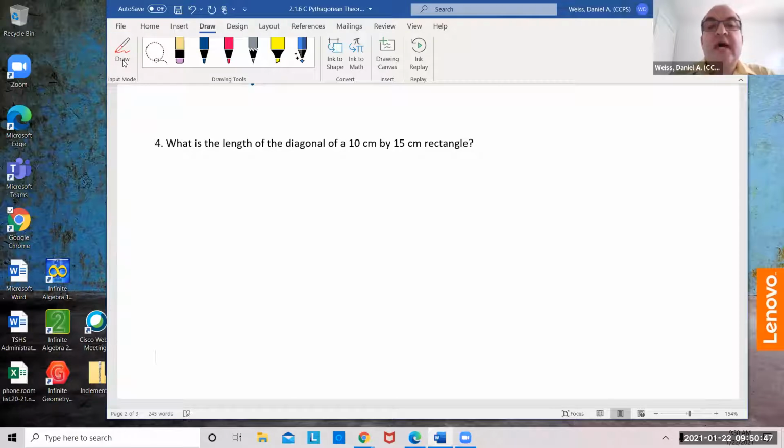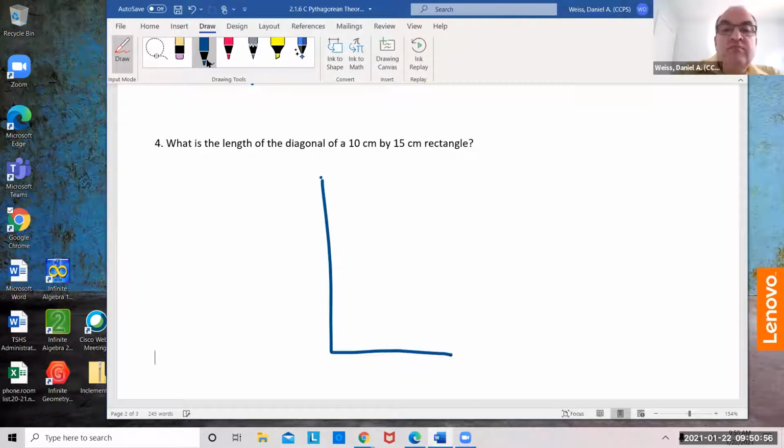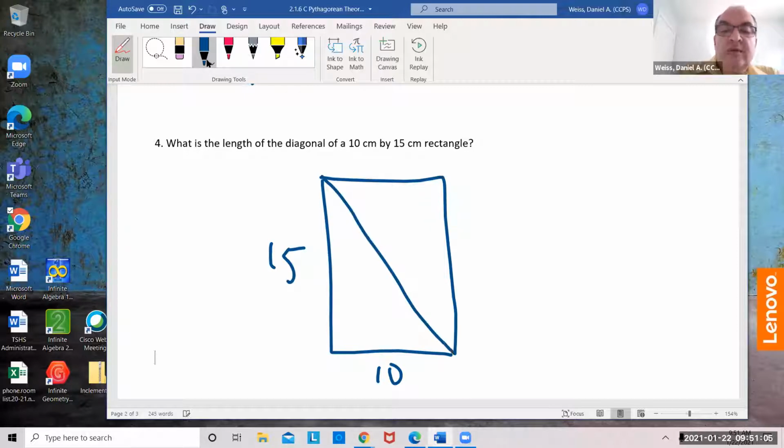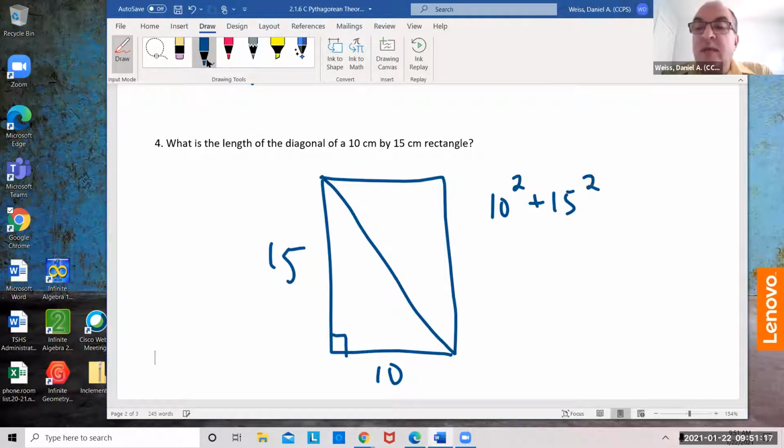What is the length of a diagonal of a 10 centimeter by 15 centimeter rectangle? Here's 10. Here's 15. What's the diagonal? Again, a squared plus b squared equals c squared. We're going to do 10, hit the x squared key, plus 15, hit the x squared key, and hit equals.